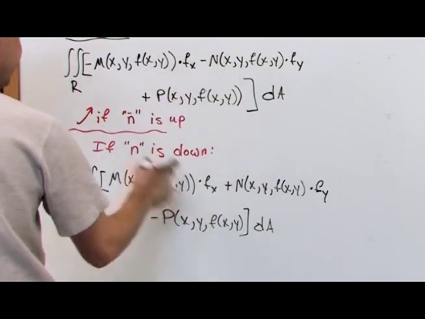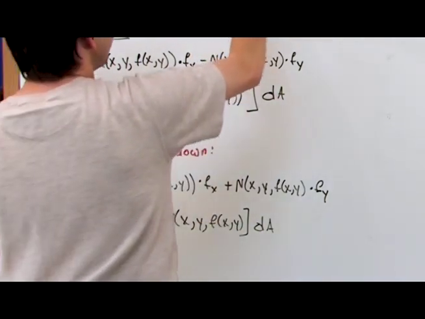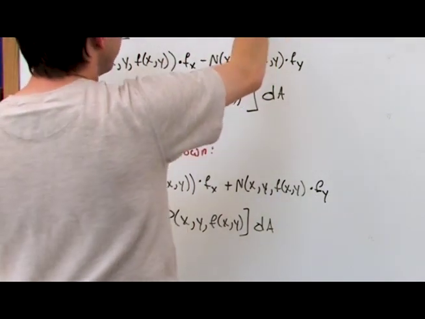You just multiply by -1 and you get this, and that's because the normal vector, if you're oriented up or down, just differs by a negative sign.